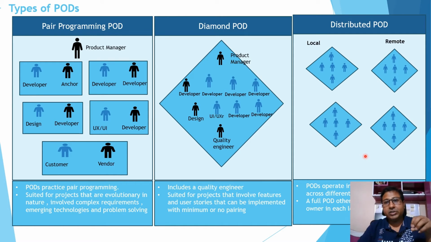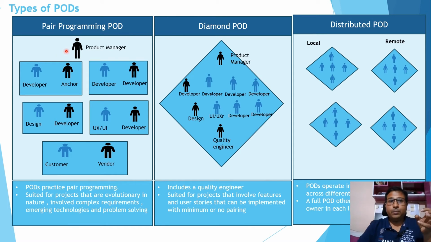Now let us see, there are different kinds of pods, right? I have tried to list down widely used pods. One is pair programming pods. Basically, these pods use the XP recommended pair programming methodology. This is best suitable for complex projects which are evolutionary in nature, right? That means it has complex requirements which are evolving day by day, and it needs emerging technologies and problem-solving capabilities.